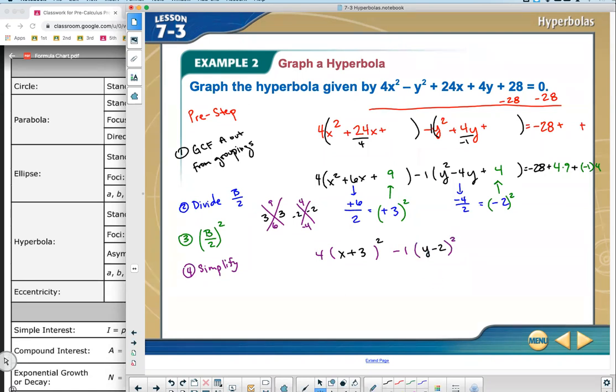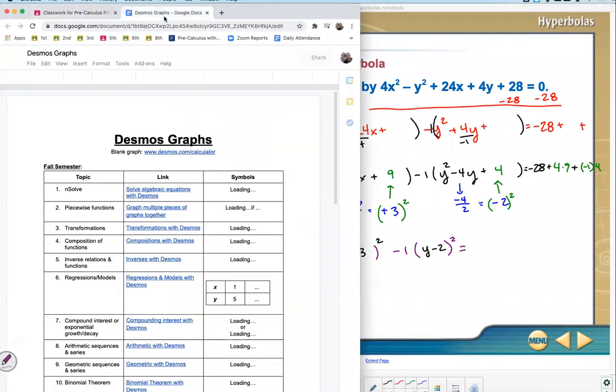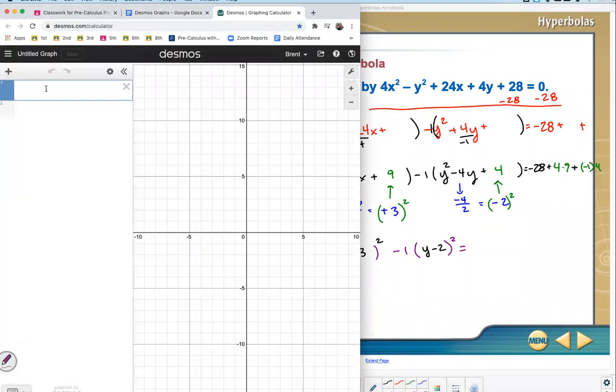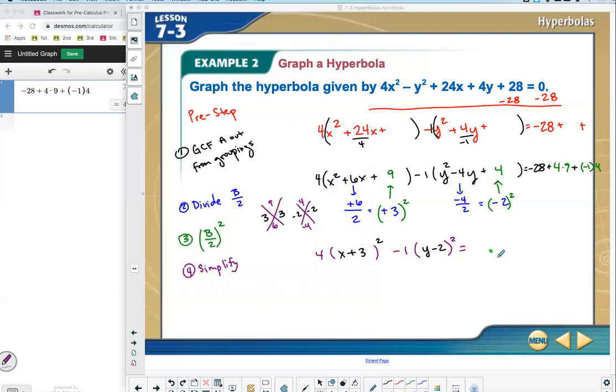And let's now see what this is equal to. Told you we're going to use Desmos. Let me open up just a blank Desmos here. -28 plus 4 times 9 plus -1 times 4, which I'm getting 4. So the value equals 4 here.